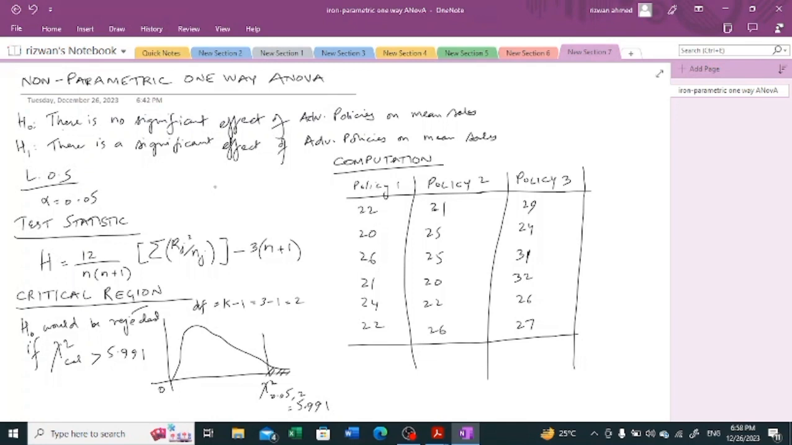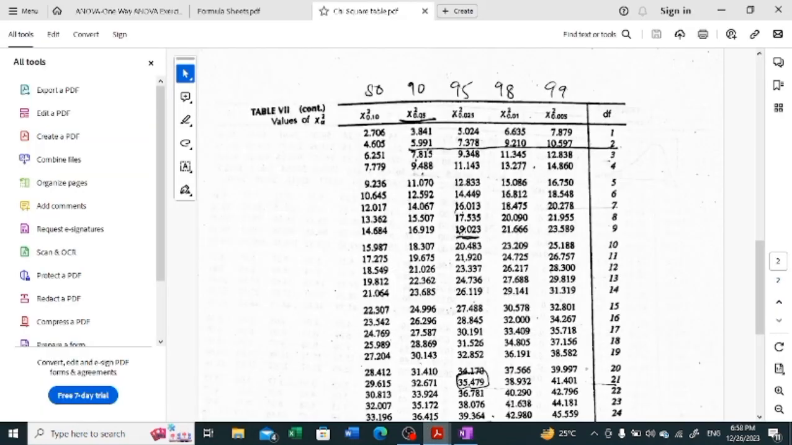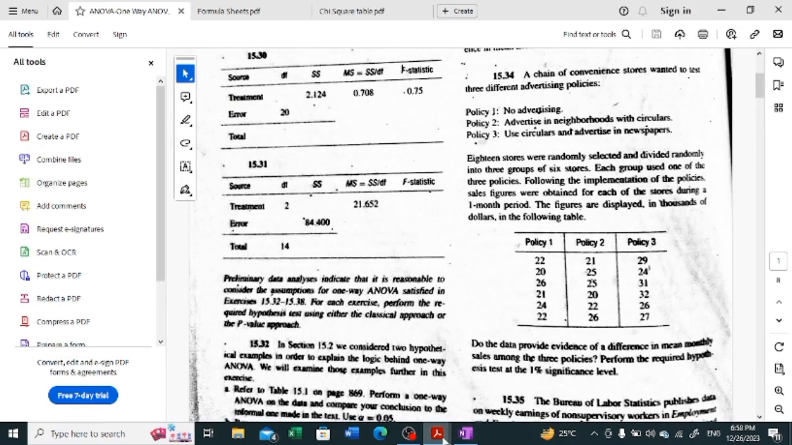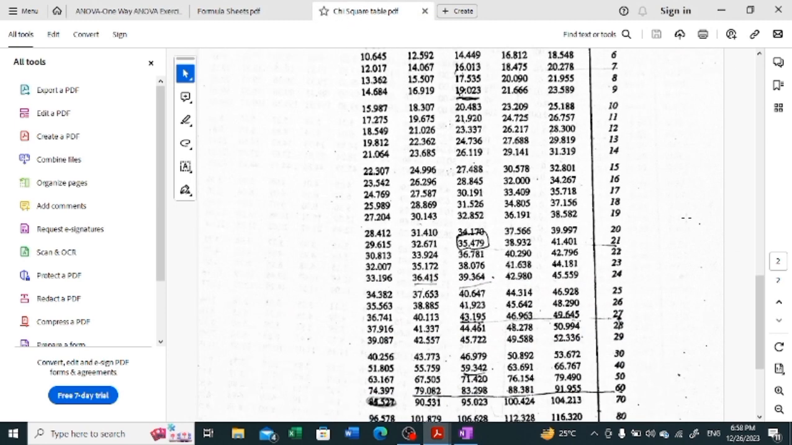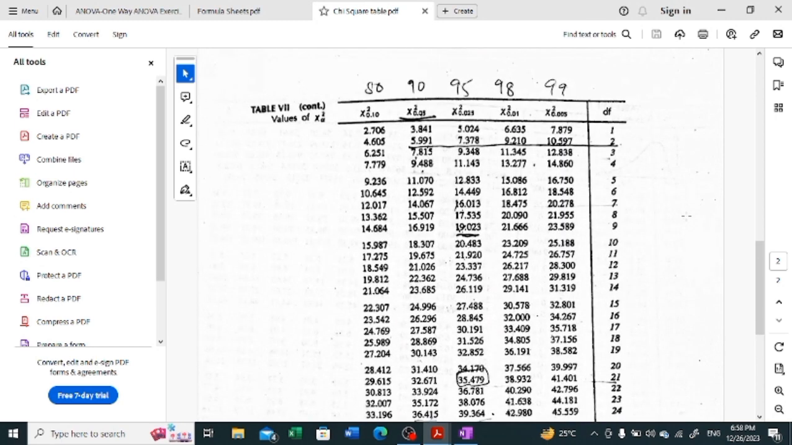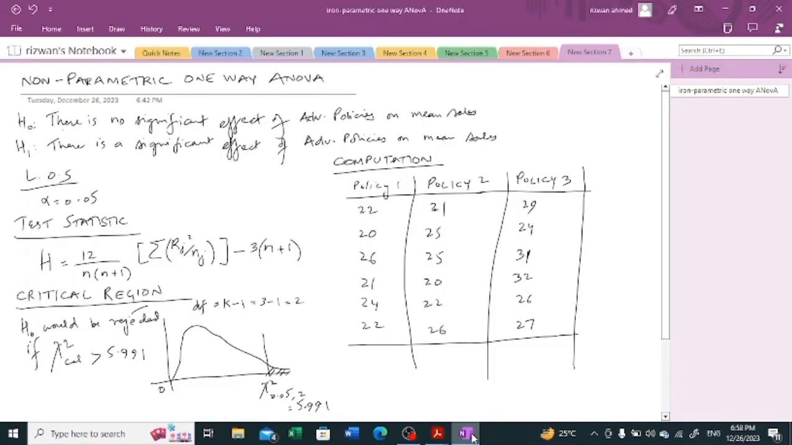We will use the chi-square table to get the critical value. So this is the chi-square table. We go to the 0.05 significance level, the second column, and 2 degrees of freedom gives us 5.991 as the critical value of chi-square. So we state our rejection criterion: H0, the null hypothesis, will be rejected if chi-square calculated exceeds 5.991.